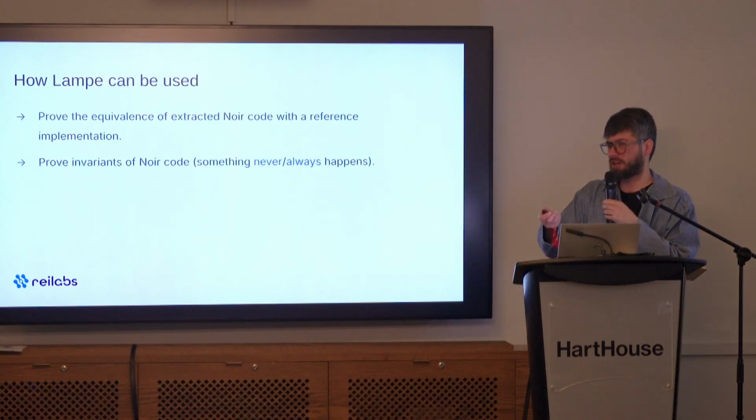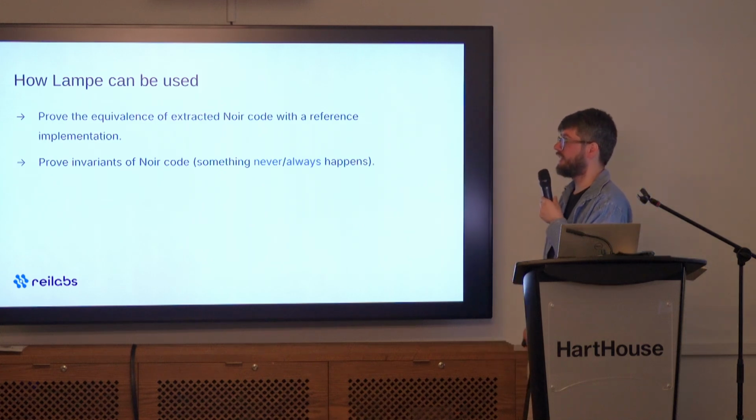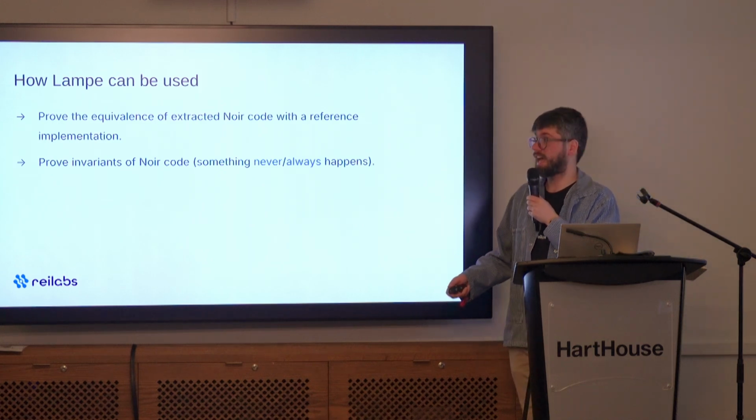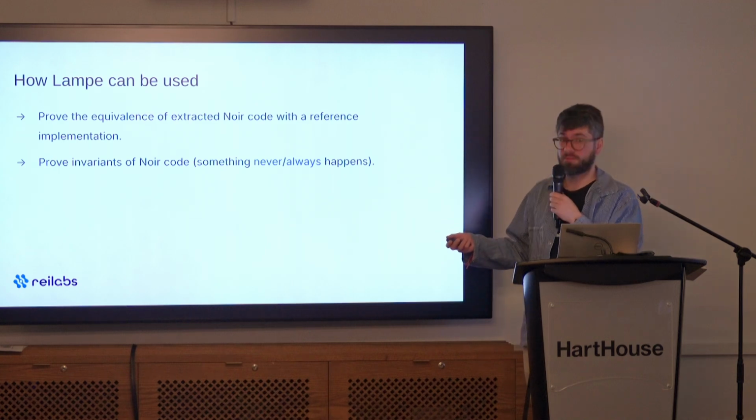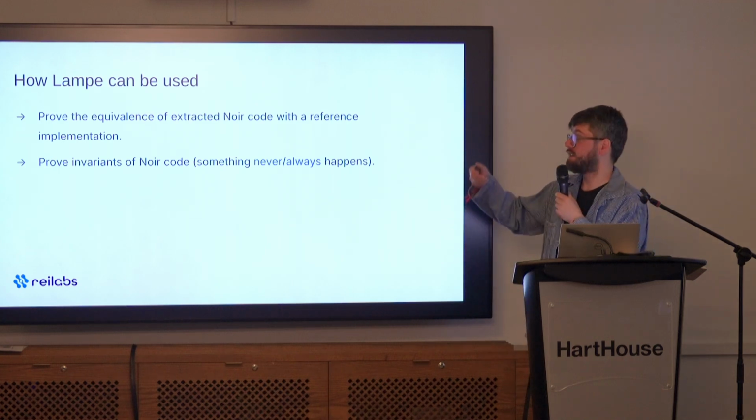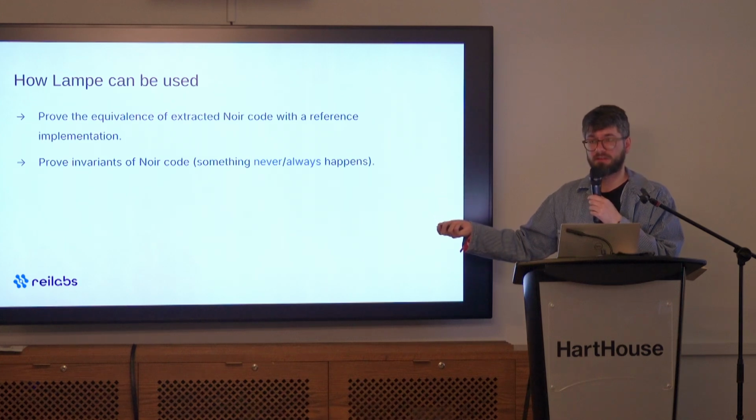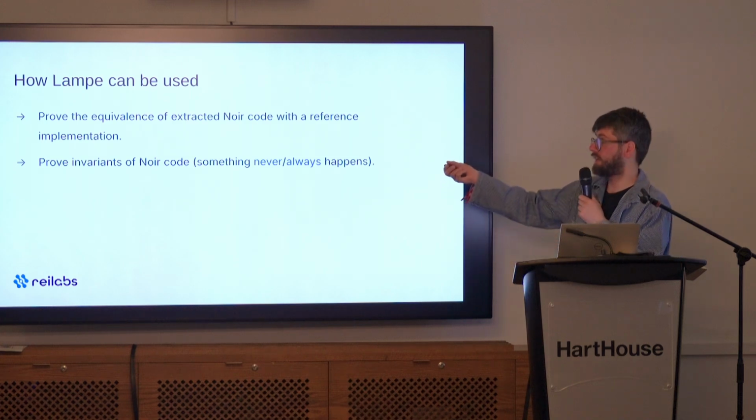So kind of getting to your question, what this gives us is we can use Lampe in a number of different ways. We can have a reference implementation that we've implemented in Lean, and then prove that the extracted Noir code has an equivalence with this reference implementation. Say this reference implementation has some proofs of correctness already about it, then we can now get automatically for free proofs of correctness of our Noir code.